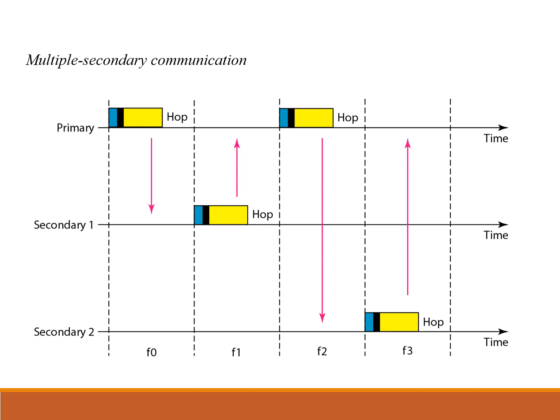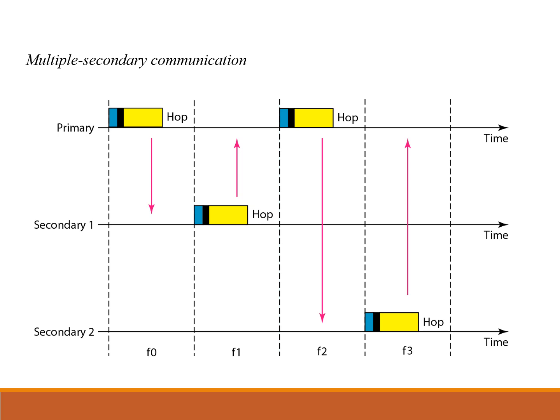The number of secondary slaves is more than one. The primary master uses even numbered slots and the secondary uses odd numbered slots. All secondaries listen on even numbered slots, but only one secondary sends in an odd numbered slot. It shows the multiple secondary communication.